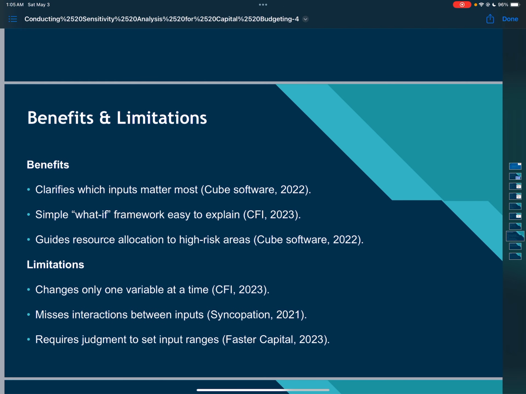In this slide, I'll be talking about the benefits and the limitations. Some benefits of sensitivity analysis are that it's simple, easy to explain, and it helps focus on big risks. Some limitations are that it only changes one factor at a time and does not show how risks might interact.